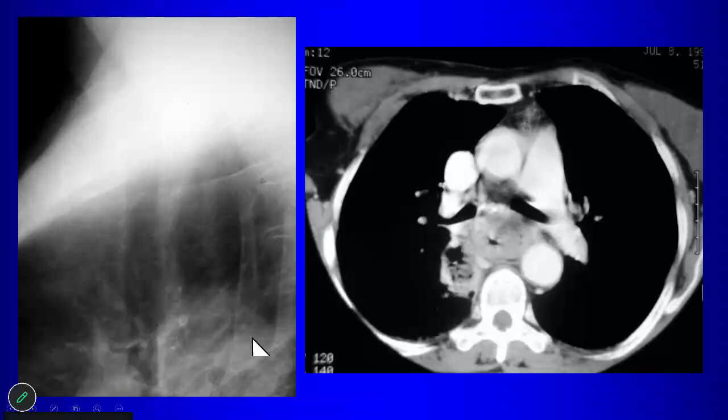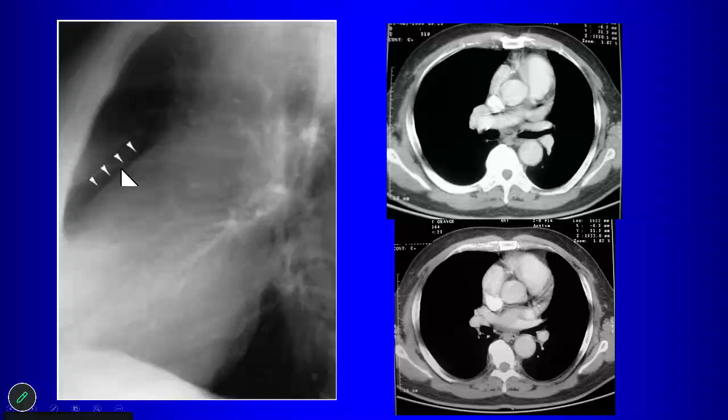What do you think the mass is? What's the first thing on your list? Esophageal cancer, right? So esophageal cancer. By the way, this patient has a complication of esophageal carcinoma. What's the complication of esophageal cancer that this patient has? Perforation. There's contained perforation here. Okay, so it's a patient with esophageal cancer and a contained perforation.